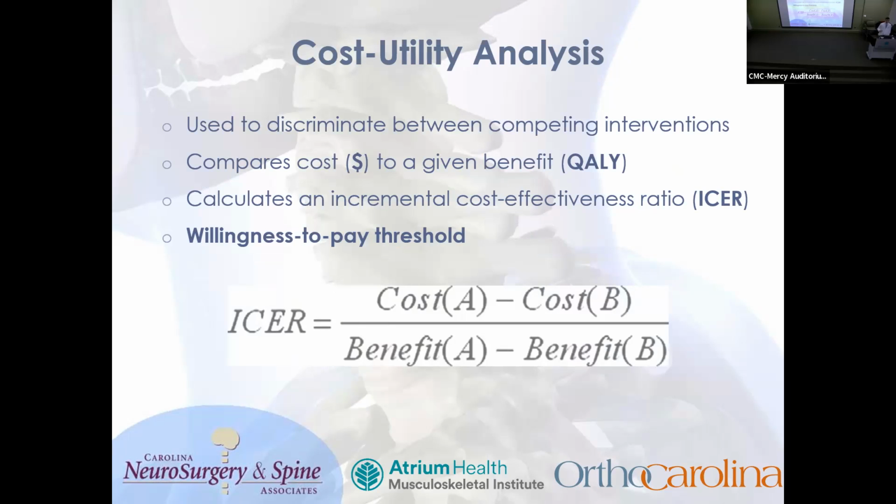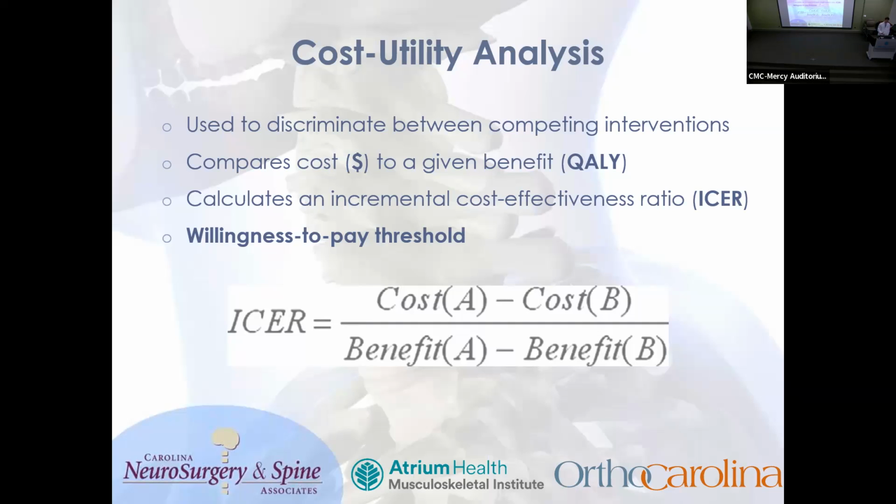This is really the gold standard for healthcare cost accounting. It allows us to compare two interventions on the basis of both cost and benefit. Cost is measured in dollars, whereas benefit is measured in quality adjusted life years. We can plug those numbers into a formula that gives us an incremental cost effectiveness ratio. That number essentially tells us how much money we need to spend to gain one additional quality adjusted life year. Then we can compare that number to a willingness to pay threshold, from the societal perspective.